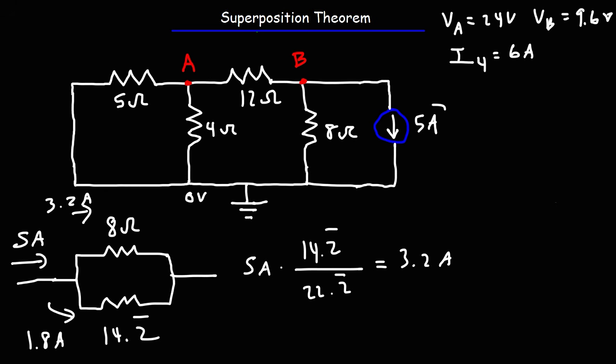So now let's follow the current. So we have 5 amps of current in this direction. 3.2 is going to go towards the 8 ohm resistor. And then the difference, that is 1.8, is going to flow here. Now we need to see how this current is going to split apart. So we need another current divider system.